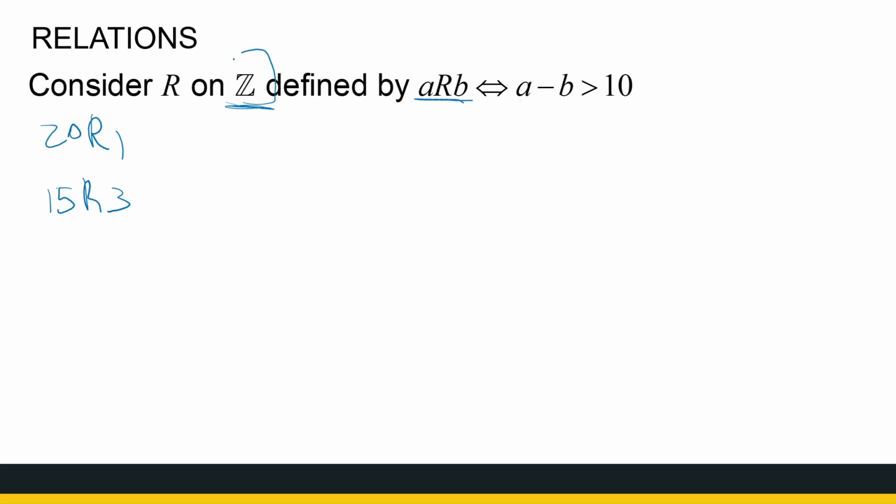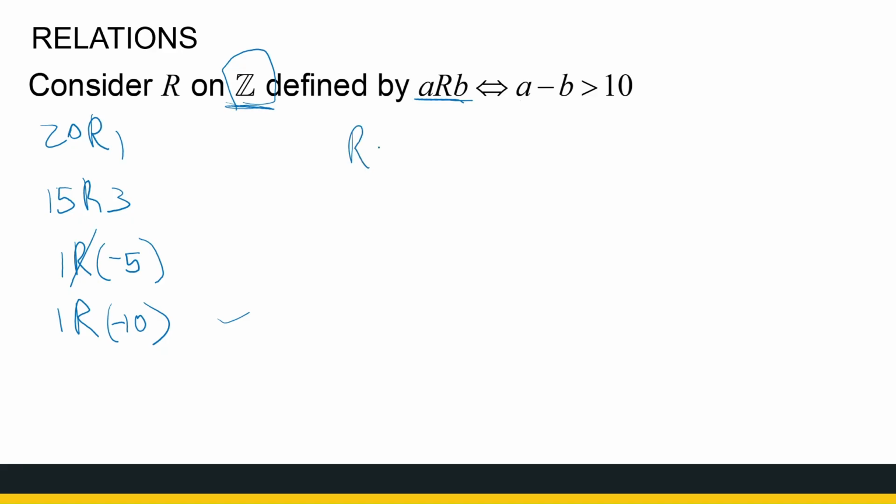Let's play around with some negative numbers because we're working on Z. So negative numbers, what about that? What about 1 R -5? Is 1 minus (-5) greater than 10? 1 plus 5 is 6, so that's not true. But if I want a negative one there, 1 R -10. 1 minus (-10) is 1 plus 10, so that one's true. So that's how we play with these.